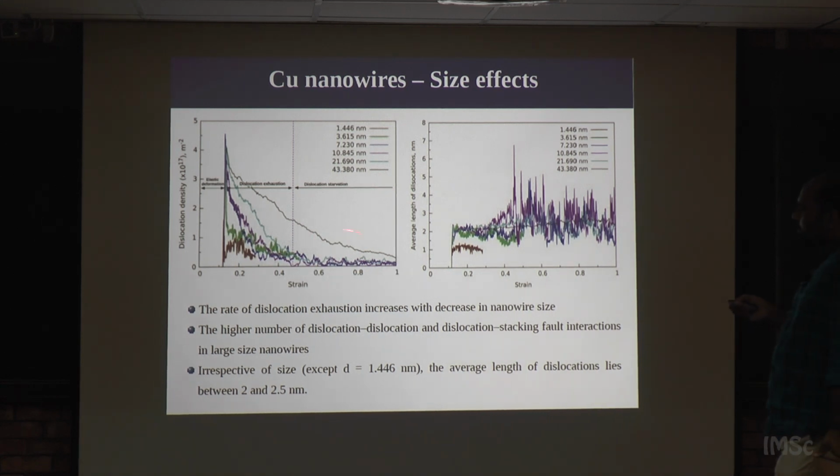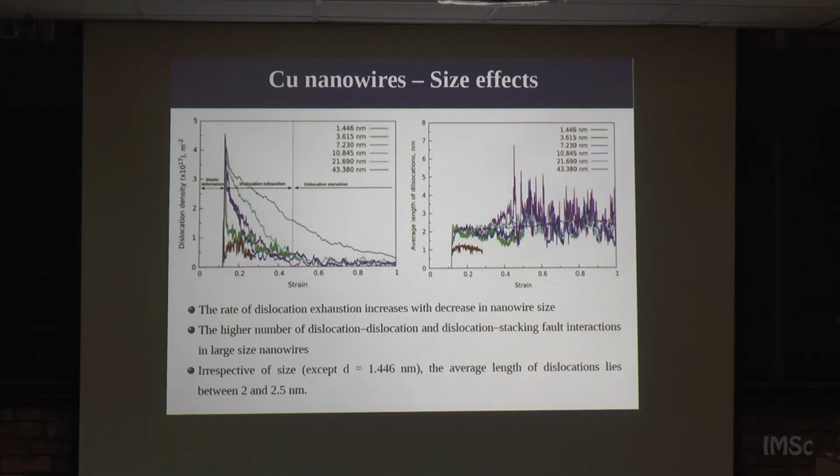Here, since the nucleation and exhaustion rates are almost equal, you see a constant dislocation density, which we call the dislocation starvation region in the nanowire. And the exhaustion rate of dislocations in the nanowire increases with decreasing size, as you can see here, and also how the average length of dislocations within the nanowire changes.